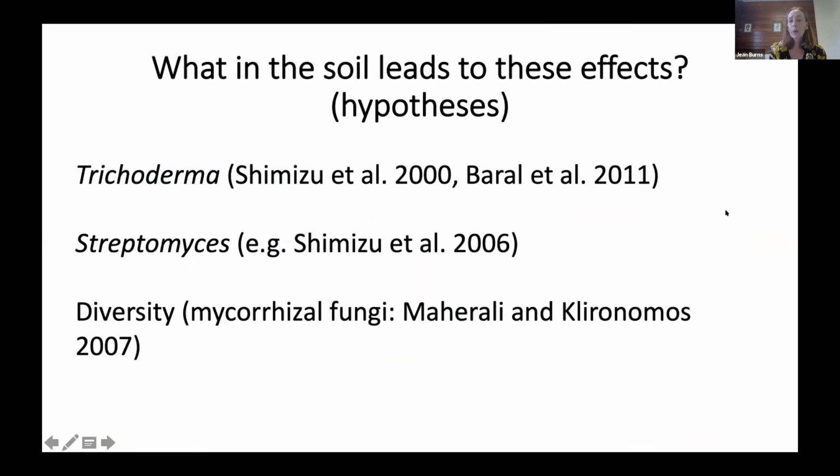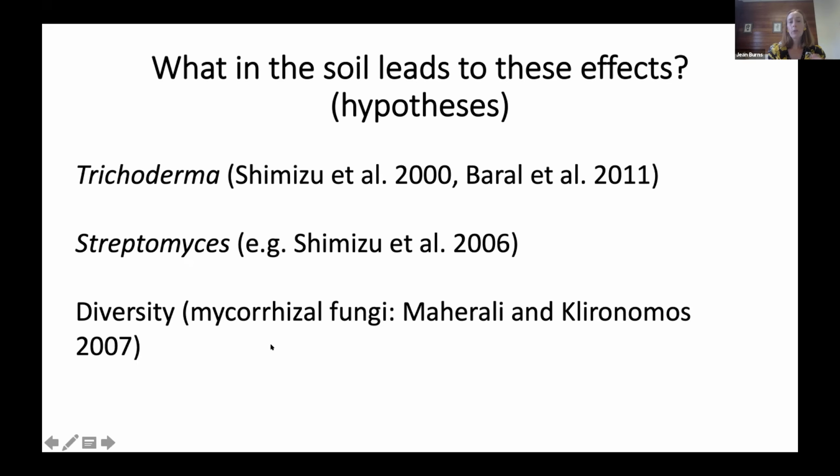And what in the soil might lead to these effects is basically unknown, but there are a number of hypotheses that emerge from the literature that are worth considering. For example, Trichoderma and Streptomyces have both been shown in rhododendron systems to be beneficial. There is also some evidence that mycorrhizal fungi in some cases can be protective against disease, including some petri dish studies for ericoid mycorrhizal fungi and rhododendrons.